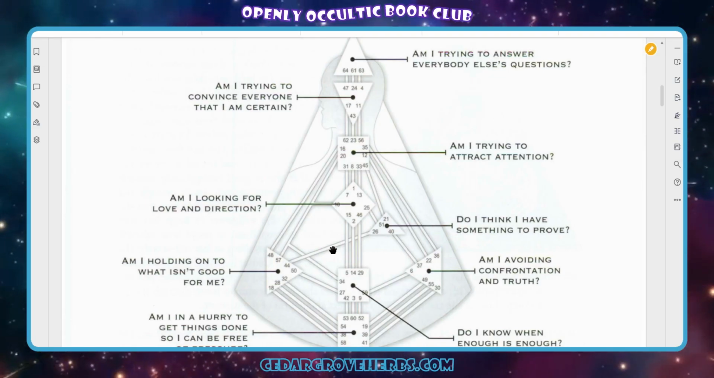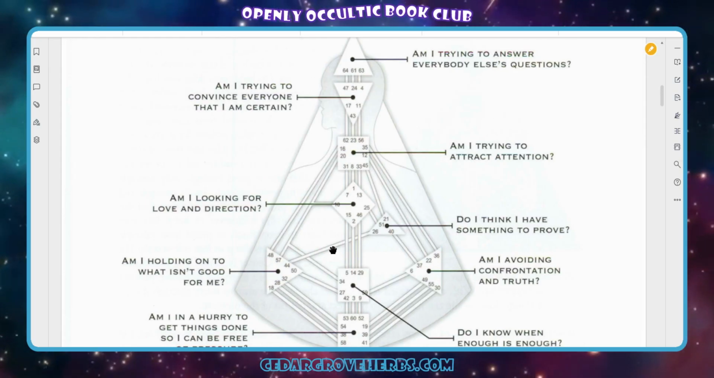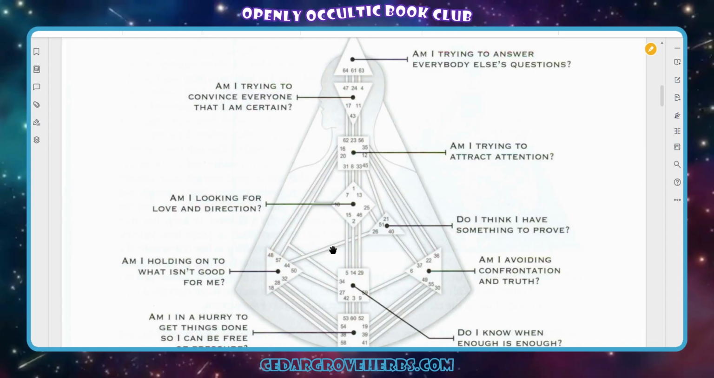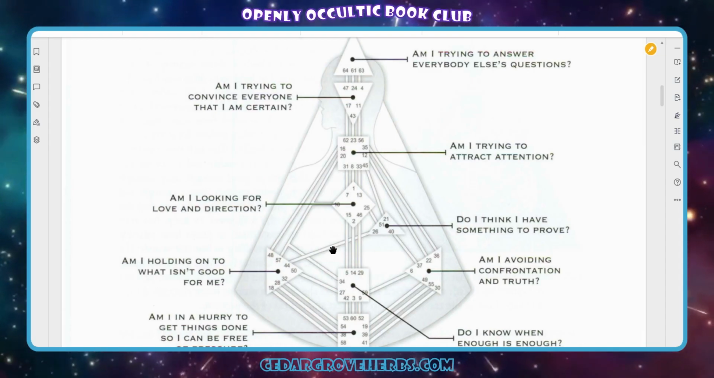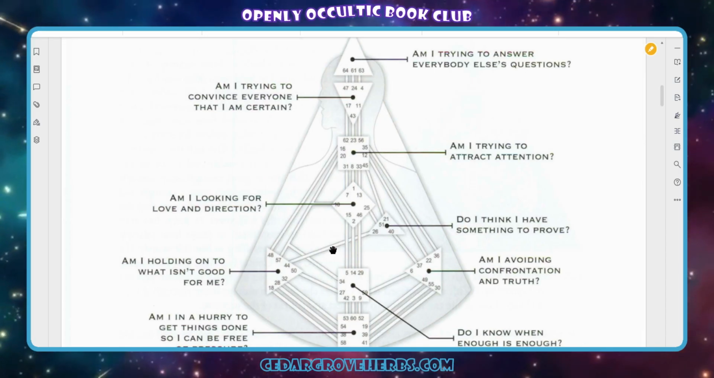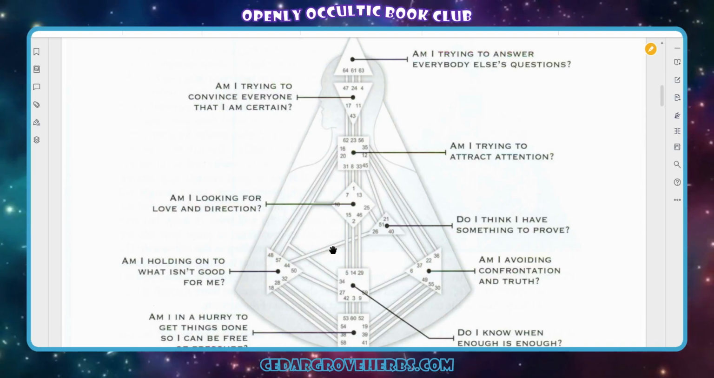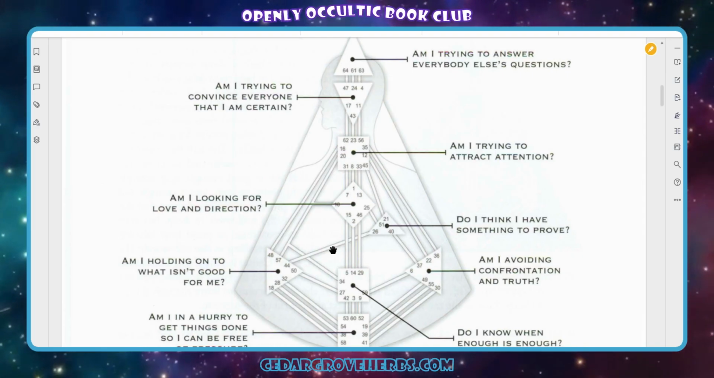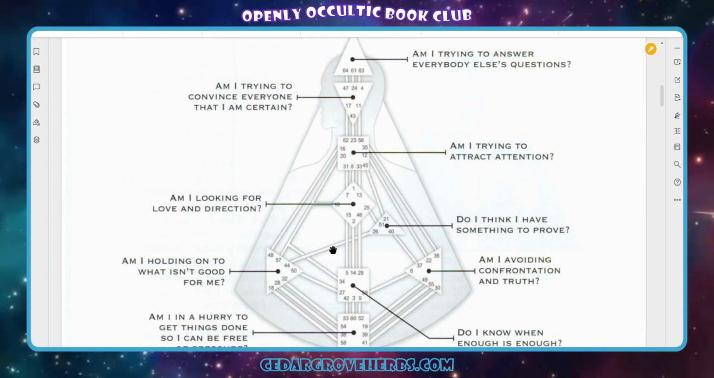Okay, we'll keep reading, but I'm interjecting right now, but we'll read on to what it says in the book when it gives this explanation. The G center, the question is, am I looking for love and direction? If it's an open center. The heart center, if it's open and not defined or colored in on your chart, the question is, do I think I have something to prove?